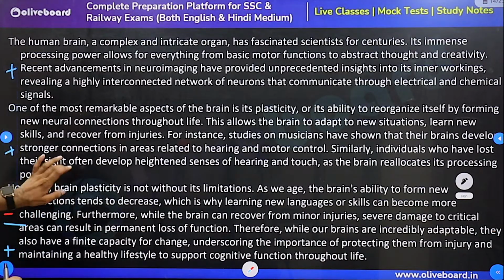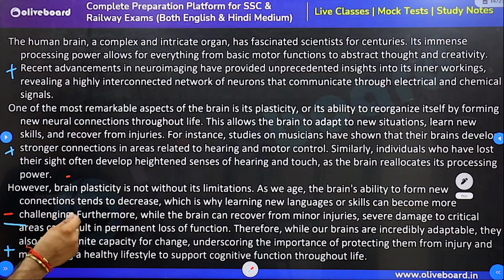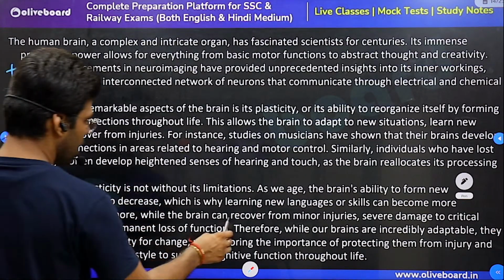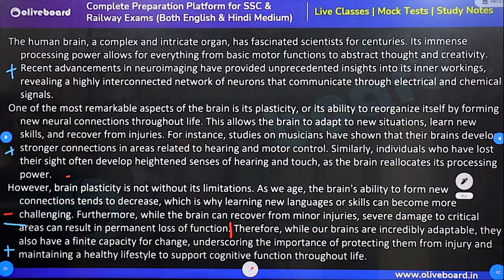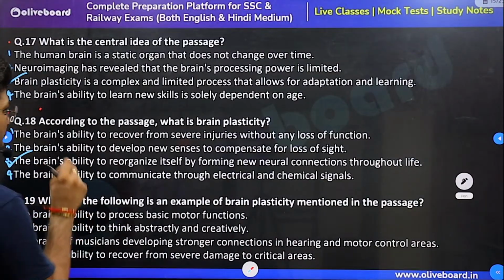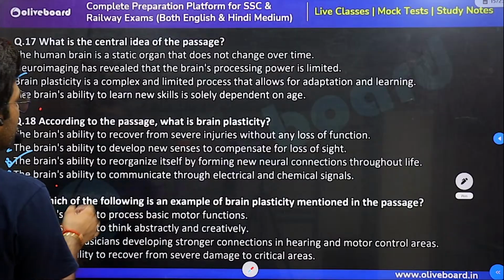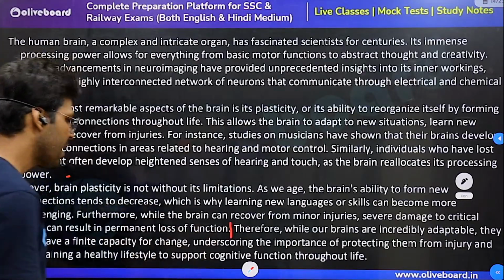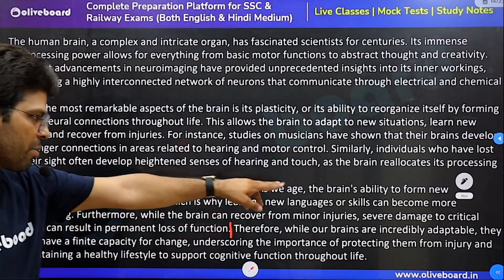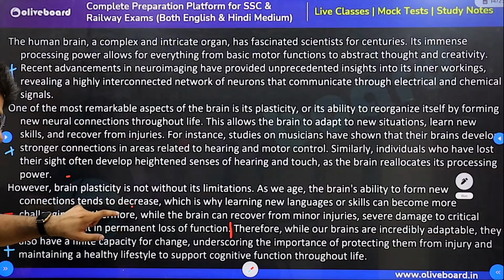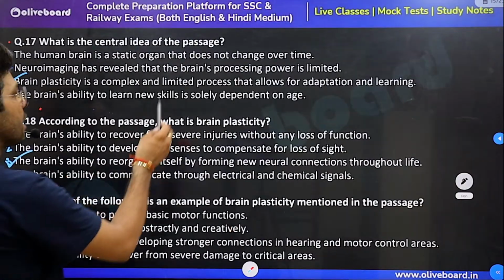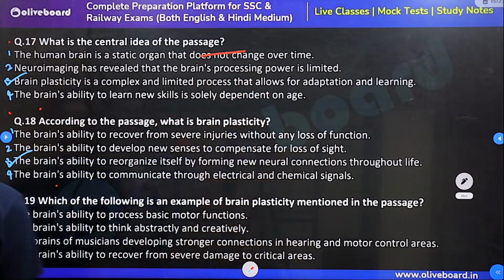However, it's not without the limitations. As we age, something such. Plus, they can such. So therefore, that's concluding again and positive. So 80% positive, just 20% negative. Discussing the processing, the functions, ability of the brain. The human brain is a static organ that doesn't change over time. It says as we age, the brain's ability decreases. So you can't say doesn't change over time.